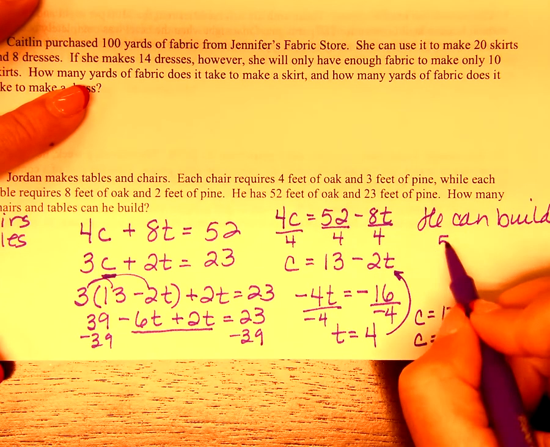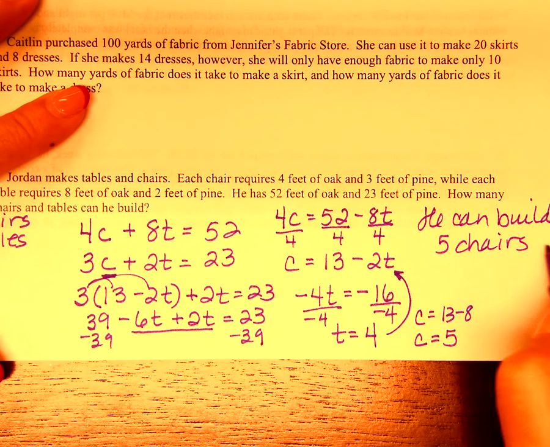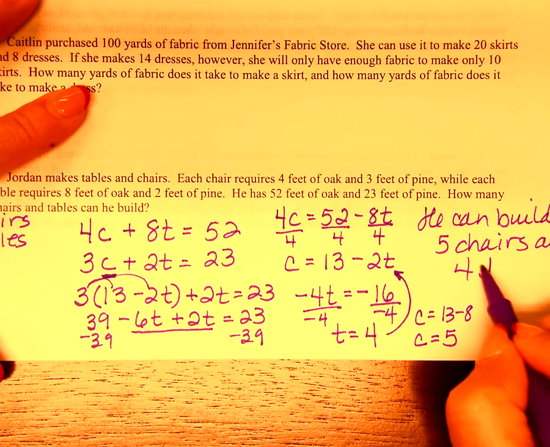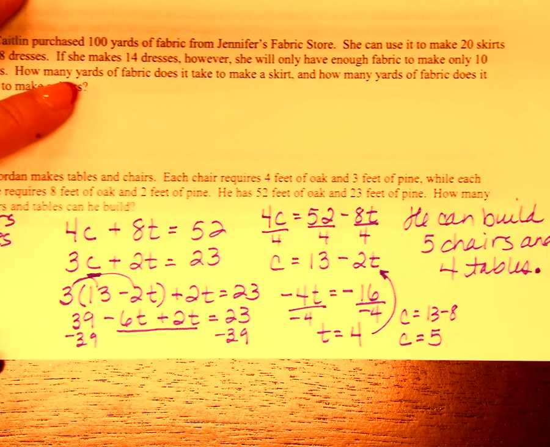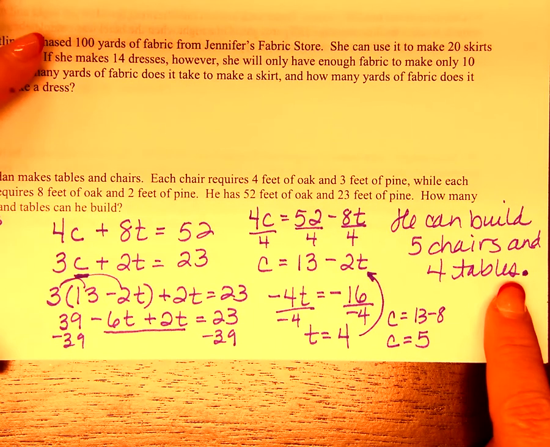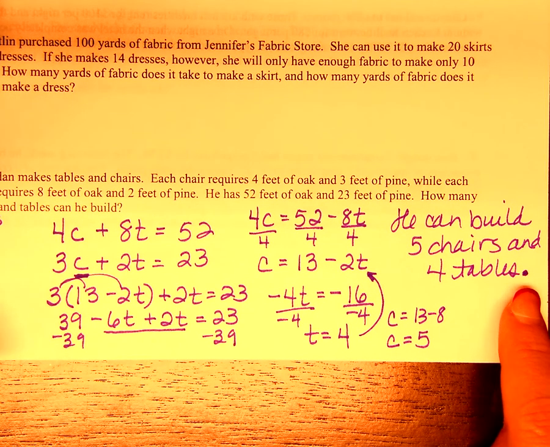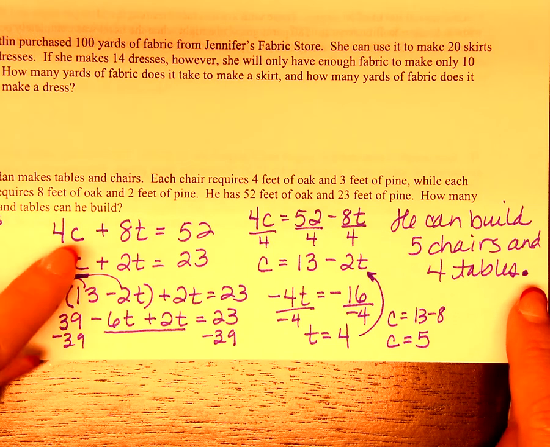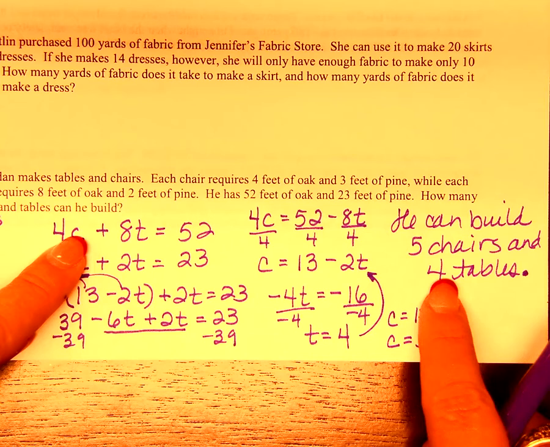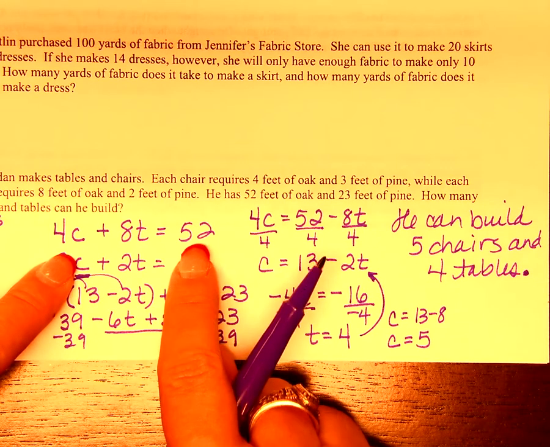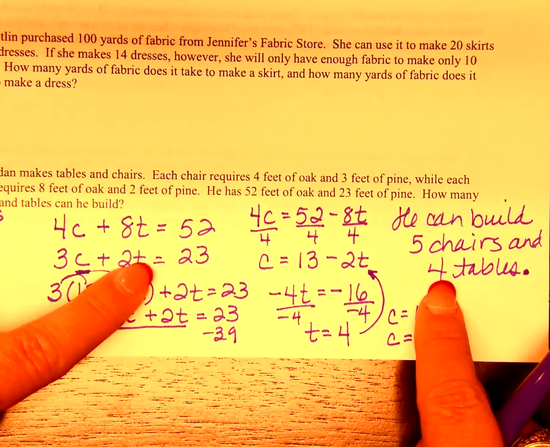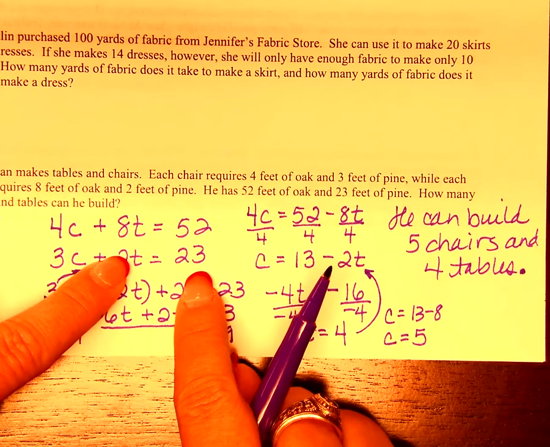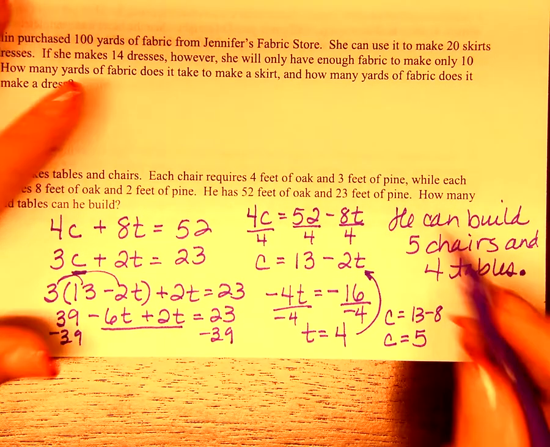You can build 5 chairs and 4 tables. Is this right? We could be positive, couldn't we? 4 times 5 is 20. 8 times 4 is 32. 20 plus 32 is 52. 3 times 5 is 15. 2 times 4 is 8. 15 plus 8 is 23. Oh yeah, I'm absolutely sure that's the right answer, isn't it?